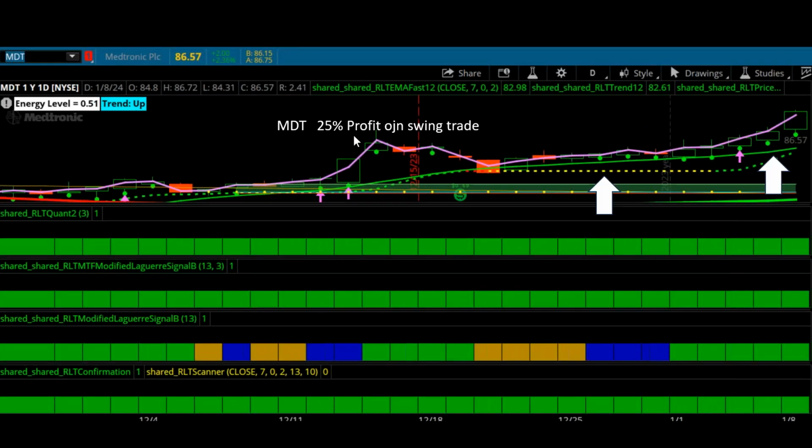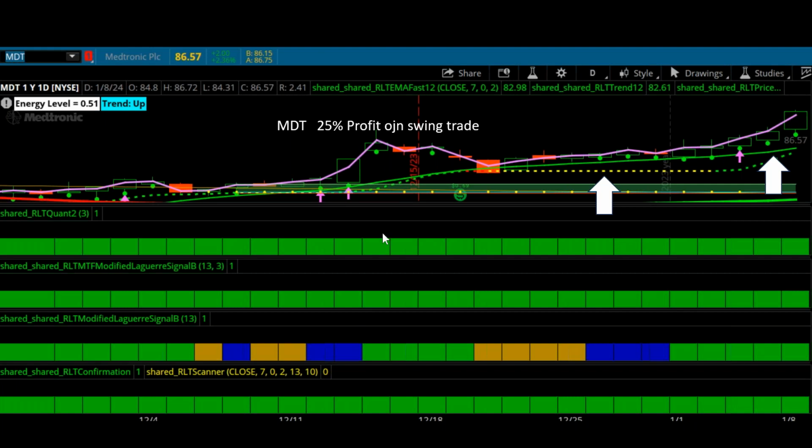MDT, this was a 25% profit on a swing trade here. You see how this went yellow to blue? See how this train changed to blue right here where everything else was green? I knew the current time frame momentum on the daily had gone to institutions buying. Bought it right here and rode this thing up, 25% profit on a swing trade right here on MDT.